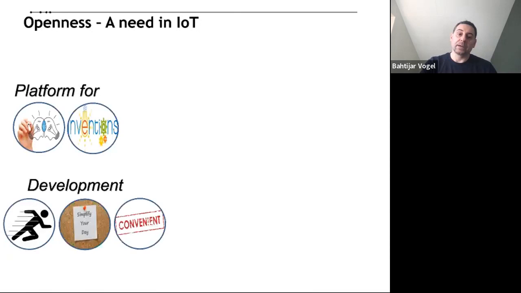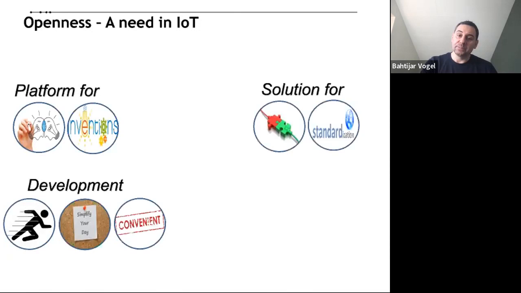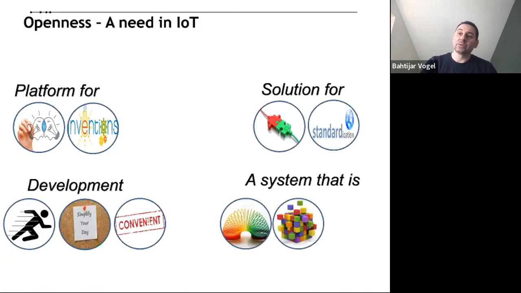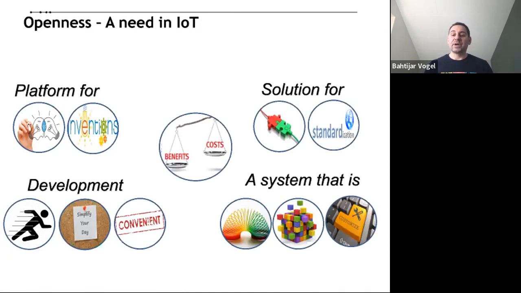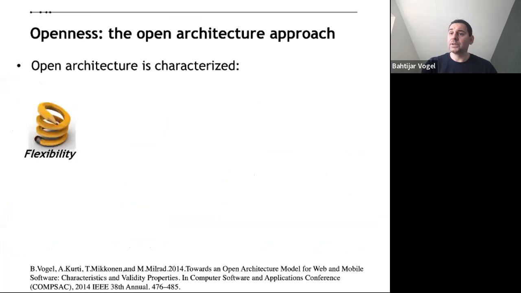We believe that it's also a solution for interoperability, but also standardization. And it can provide a system that is more flexible, more extensible, and more customizable. And of course, in the end, the main benefits are related to the cost that I have mentioned in one of the slides previously. And then, of course, we needed to understand what we mean by this kind of openness aspect.